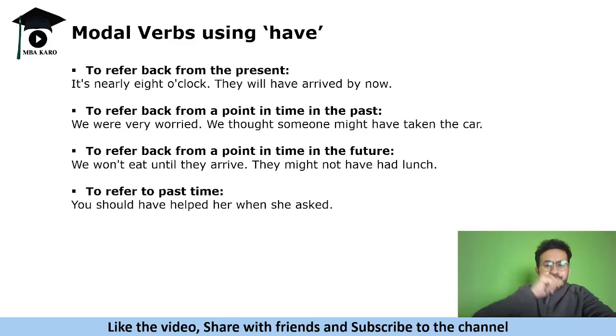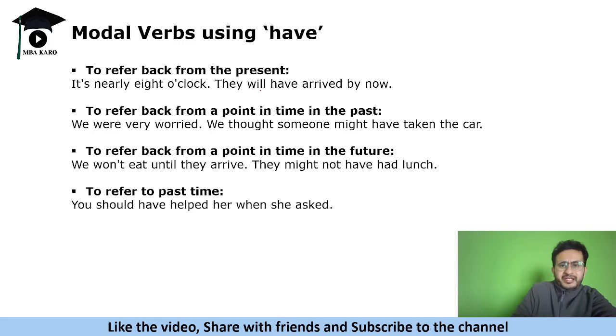Okay. Now sometimes modal verbs are also used with the word "have." And where are they used? To refer back from the present. So it's nearly 8 o'clock. They will have arrived by now. So they are talking about something back. The present is 8 o'clock. They are saying that okay, they must have arrived by now.